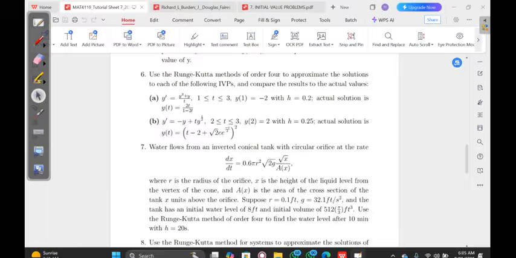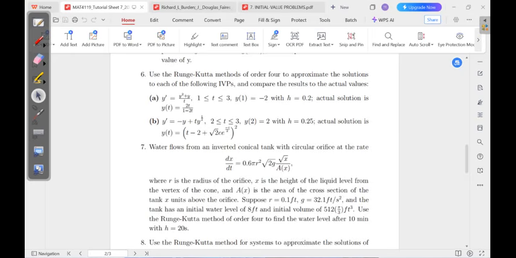So let's look at question 6 of the worksheet that we have right here, which requires us to use the Runge-Kutta methods of order 4 to approximate the solutions of the given IVPs, and we have to make a comparison of that approximation to the actual values that you're going to get from the actual solution that we have.